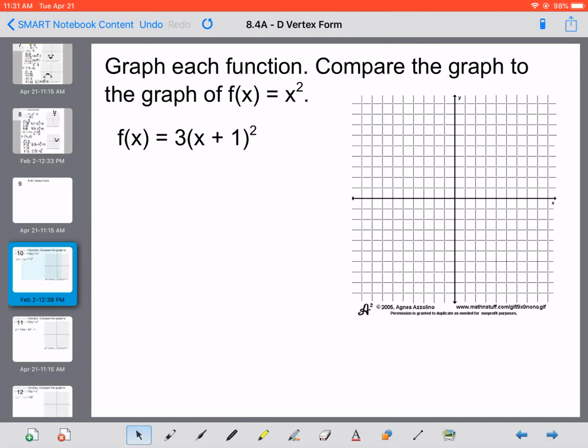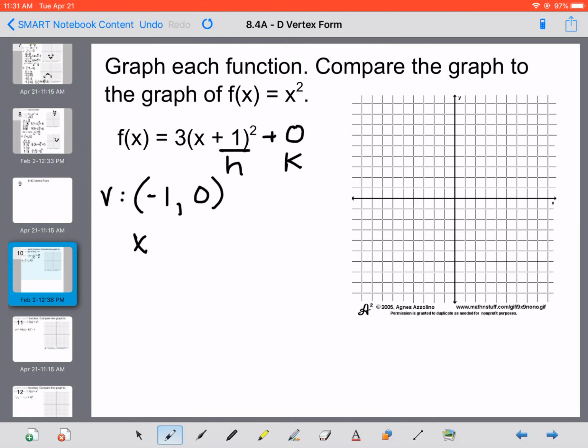So again, we're not going to change anything from what we did yesterday. So here is h, and then I don't have a k, which means I'm just going to add that 0, and that's my k. So my vertex is going to be at opposite of what I see for h, which is going to be a -1 and then 0. And then we make our table of values. Put my -1, 0 in the middle.